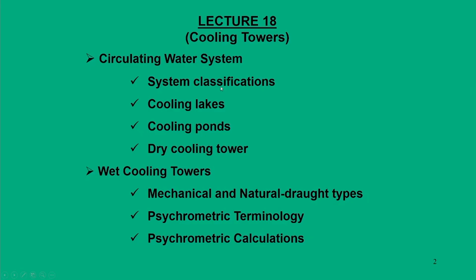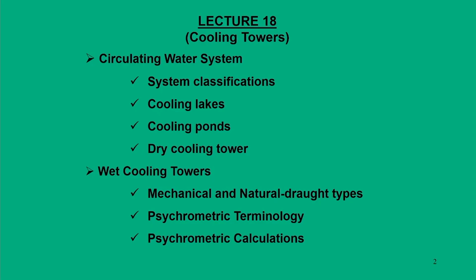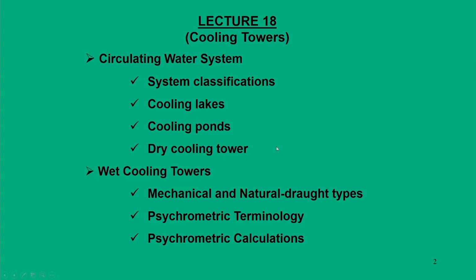There are different classifications to it. We will discuss them: once through mode, closed mode, and combination mode. Then we will see the basic concept of circulating water systems, from the beginning, when people started the concept of how to circulate the water at different components of the steam power systems. Then people started with various ideas such as cooling lakes, cooling ponds, and dry cooling towers.